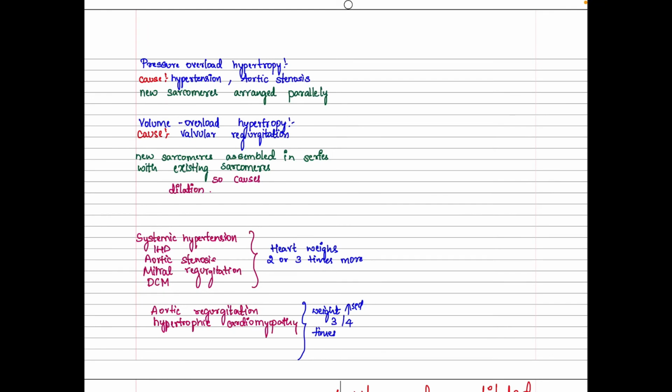Now let's see the difference between pressure overload hypertrophy and volume overload hypertrophy. In pressure overload hypertrophy, new sarcomeres are arranged in parallel, that is, the thickness of the sarcomeres will be increased. The causes of pressure overload hypertrophy are hypertension and aortic stenosis. And in volume overload hypertrophy, the new sarcomeres assemble in series, that is, there will be an increase in length, which leads to dilation of the ventricle. The cause of volume overload hypertrophy is valvular regurgitation.